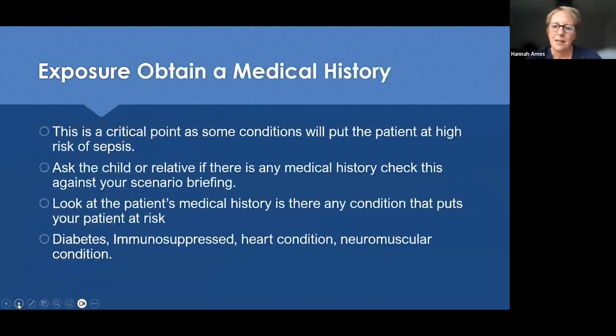And then finally, and really importantly, it always gets forgotten in E, you need to obtain a full medical history for your child. So on your scenario briefing, you'll have some past medical history. So it can just be easy, really, reading that out to the parent and child and confirming if there's anything else which you need to know, which isn't documented on the past medical history. And it's about identifying patients that are at risk groups for things such as sepsis, so diabetes, immunosuppressed, neuromuscular conditions, heart conditions, things such as that. So don't forget your exposure, doing your medical history.